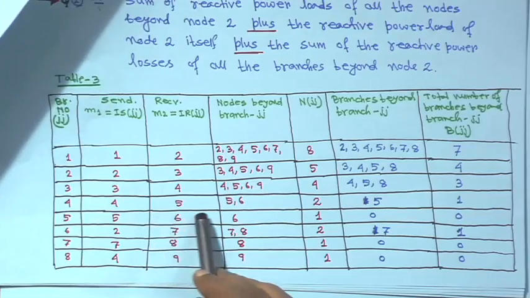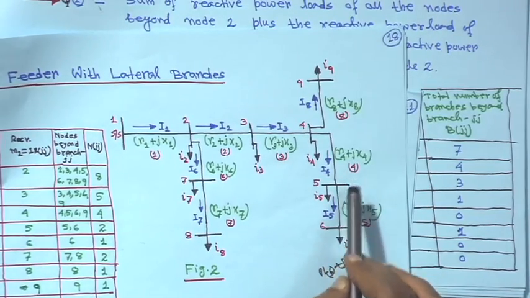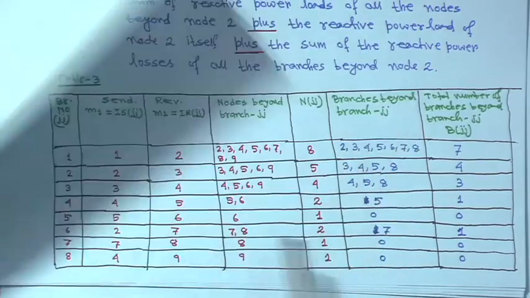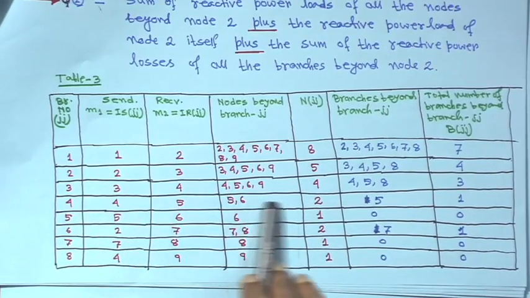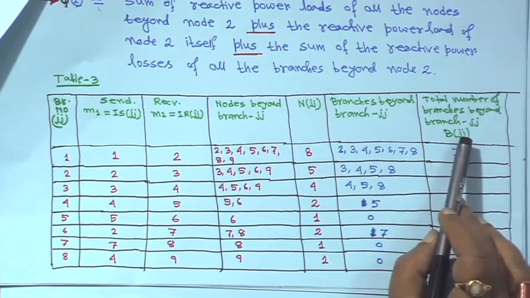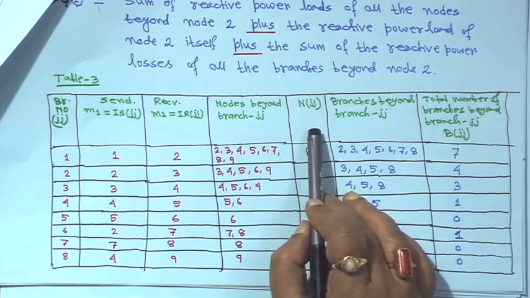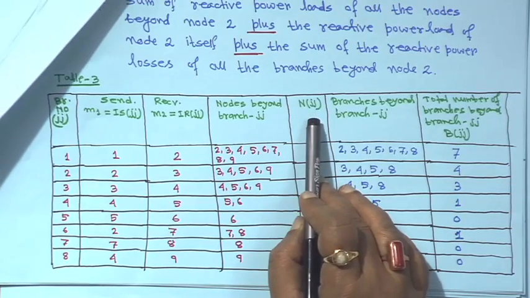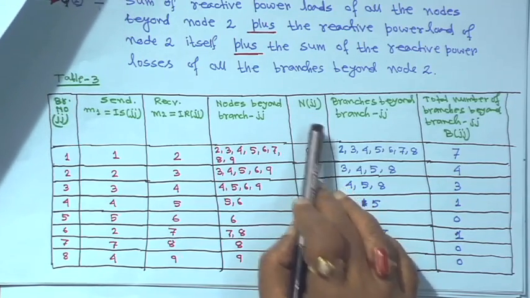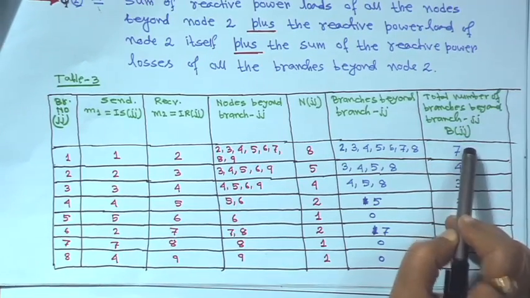Similarly, beyond branch 4, how many branches are there? Only one branch is there, its number is branch 5, so it is 1 here. Here it was given NJJ, that is the number of nodes beyond branch JJ. Space was not there so I did not write it, but NJJ is explained before. And this is the total number of branches beyond the branch, that is BJJ we are making.